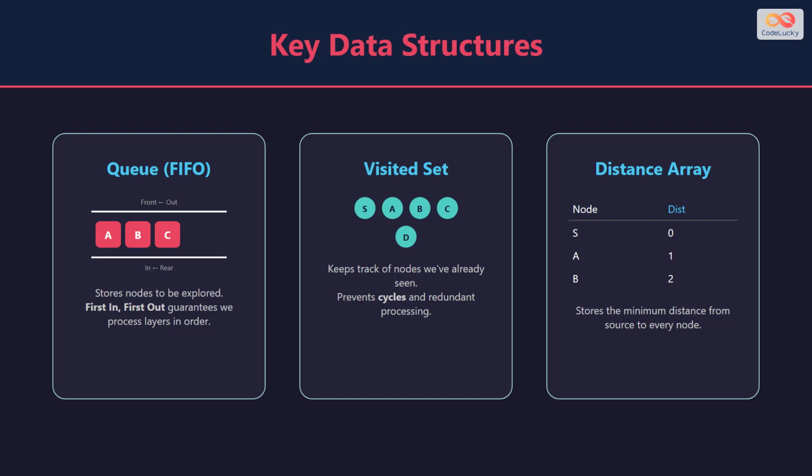To implement this, we need two key data structures. First, a queue, which follows the first-in-first-out principle to manage which node to visit next. Second, a visited array or set to keep track of nodes we have already processed, ensuring we don't get stuck in infinite loops. We also often maintain a distance array to record the minimum steps to each node.